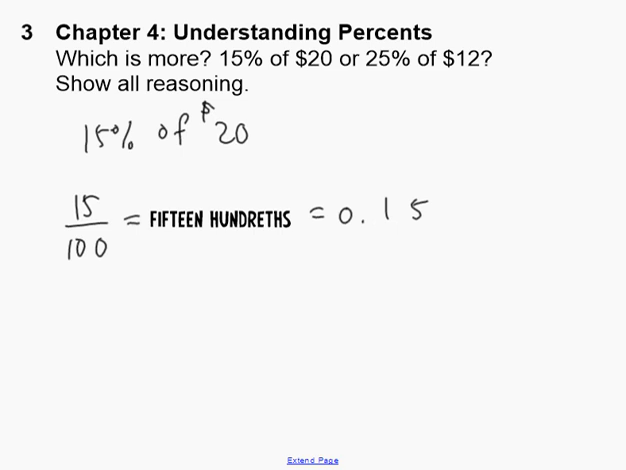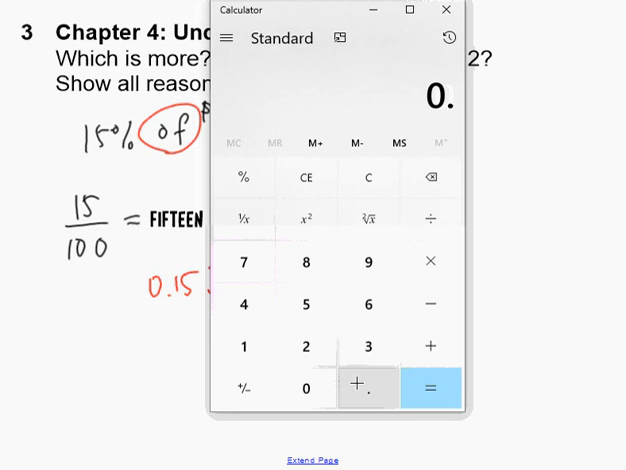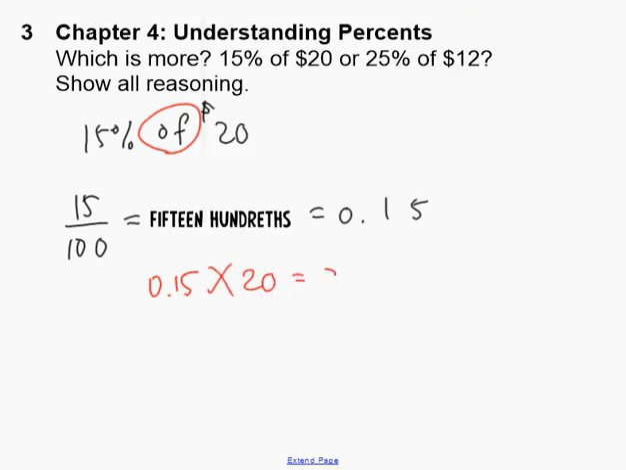Now, some of you are going like, I don't remember this at all. That's okay. Just work with me. So 15 hundredths or 15% is written as a decimal as 0.15. The word of, you were told many times, can be thought of as multiplication. So if I want to find 15% of $20, I can simply multiply 0.15 or 15 hundredths multiplied by 20. And when I do so, 0.15 multiplied by 20, I get the same answer I had before, which was $3.